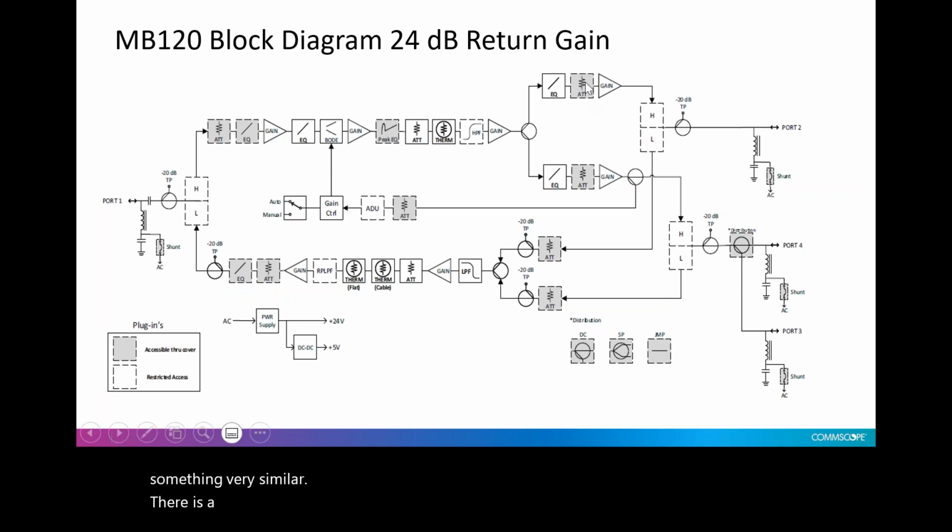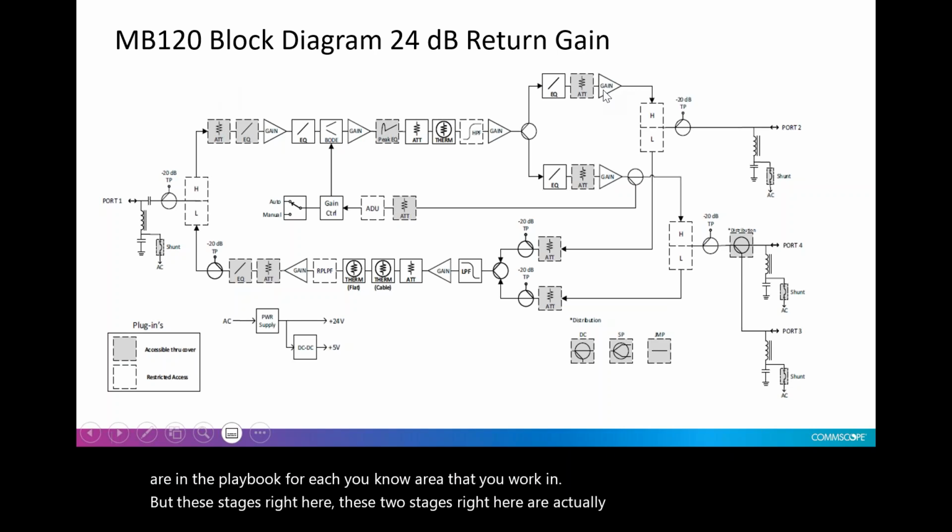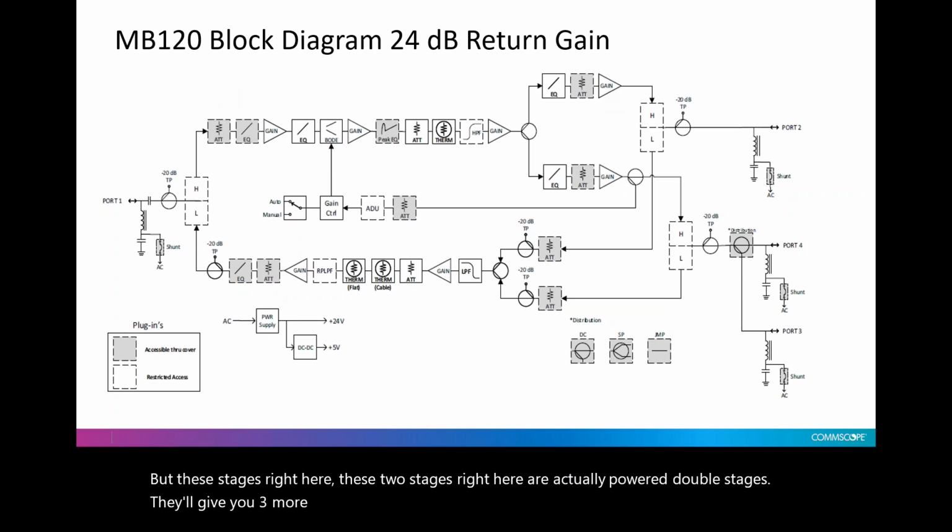There is a place for an output attenuator. Just make sure you're following the practices that are in the playbook for each area that you work in. But these two stages right here are actually power doubler stages. They'll give you 3 more dB of output.